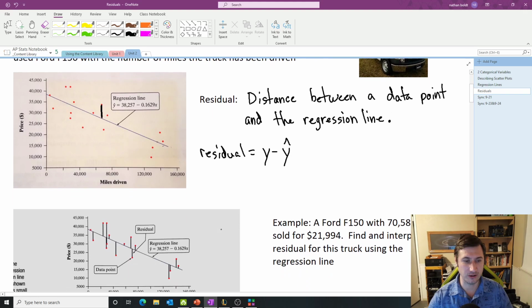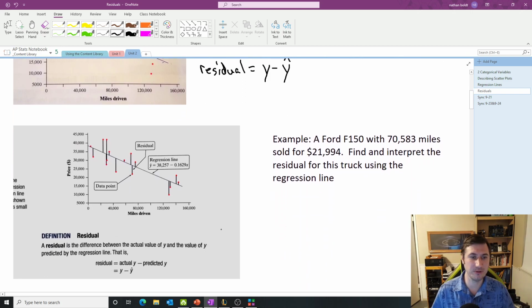So a visual of all of them. Here's the same scatter plot with all the residuals drawn. Again, we are looking at these distances right here. Those are all of our residuals. How far off are they from the predicted regression line? So let's calculate one of those. A Ford F-150 with 70,583 miles is sold for $21,994. Find and interpret the residual for this truck using the regression line.